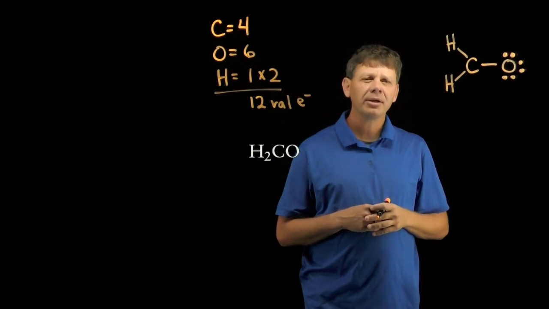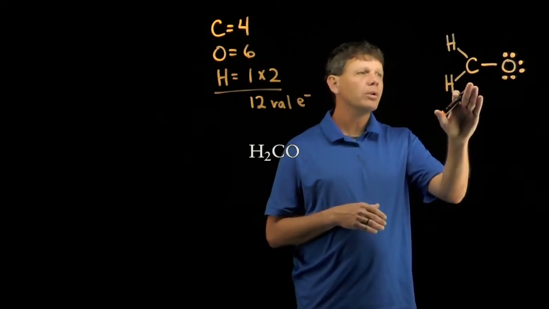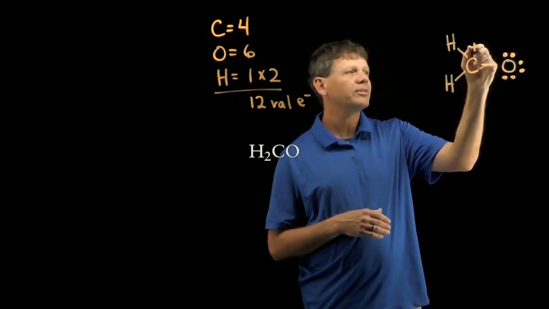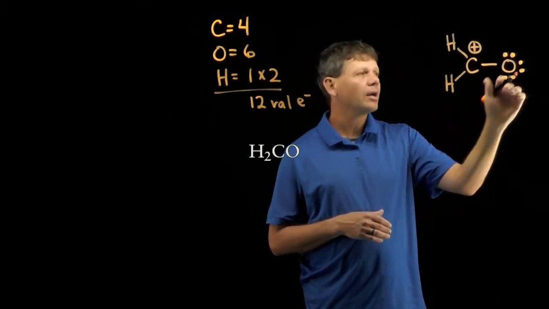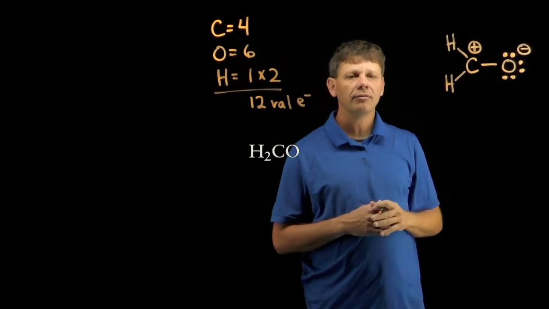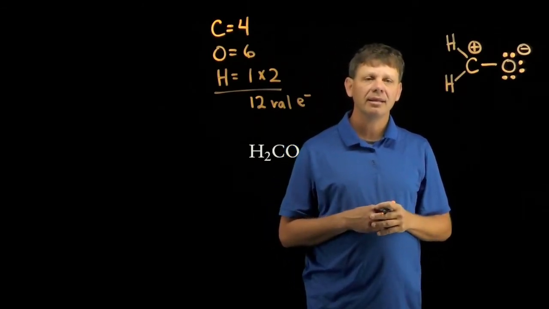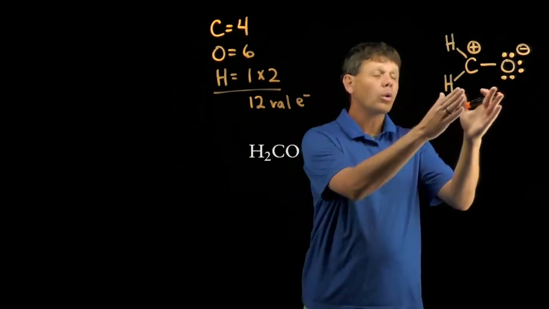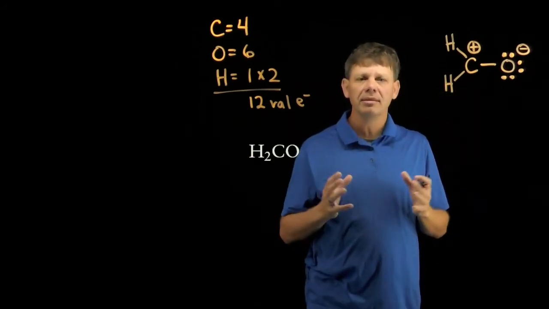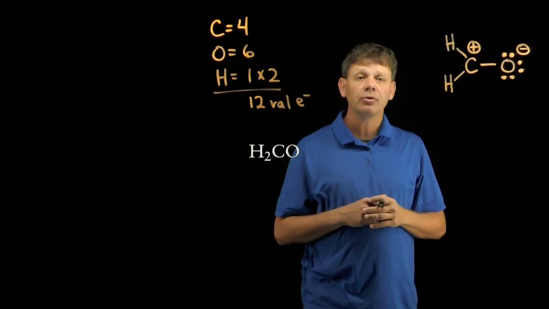Now, if we were to stop here and calculate the formal charge, we would see that the carbon now has a +1 formal charge, and its octet is not filled. Oxygen has a -1 formal charge, and its octet is filled. Having a Lewis structure without filled octets or with opposite charges is not going to be the most stable Lewis structure, so we can do better.